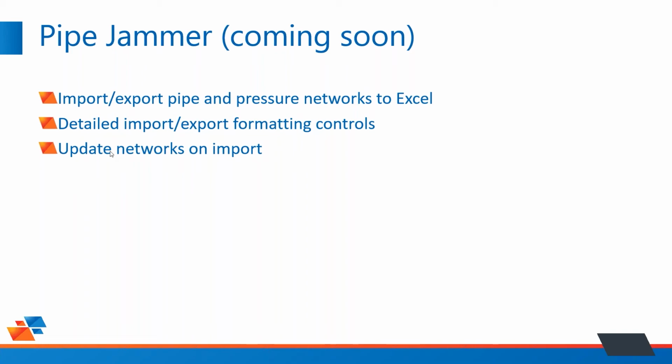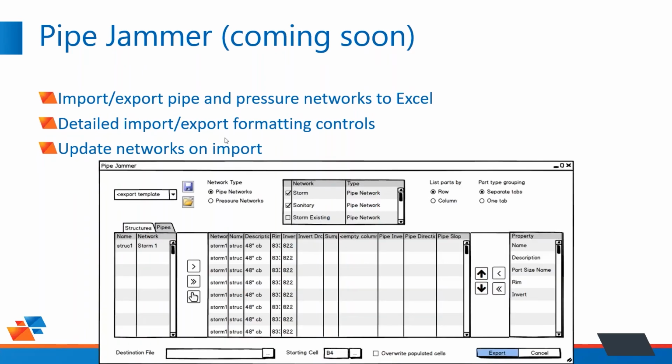So this isn't necessarily to address what I was showing you with Pipe Designer, the manipulating of the geometry of your pipe network in Civil 3D. That's what Pipe Designer is for. This tool is for when I need to take the data out, work with it in some other way, and then bring it back. And we're going to be able to update the actual networks when we import it back in. So here's a mock-up of the interface.